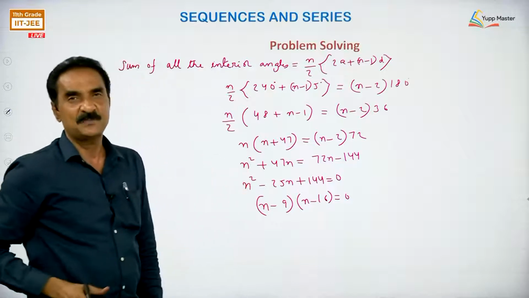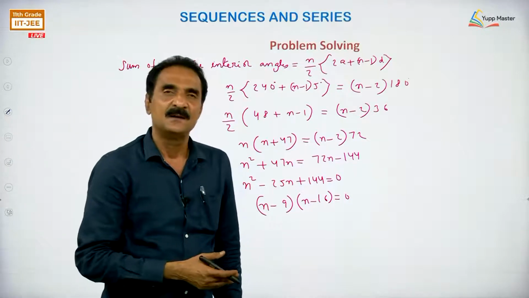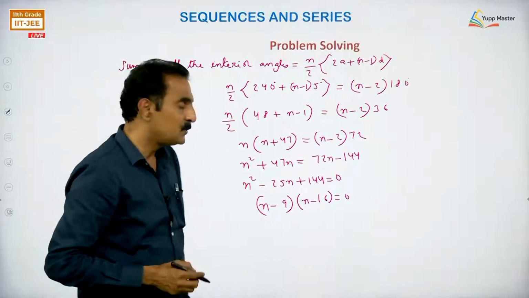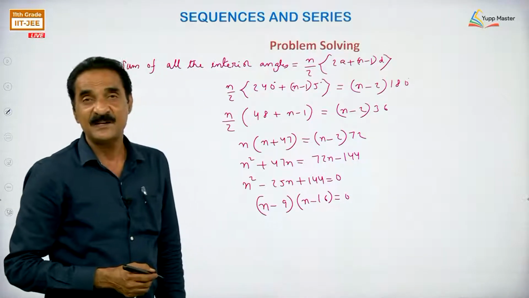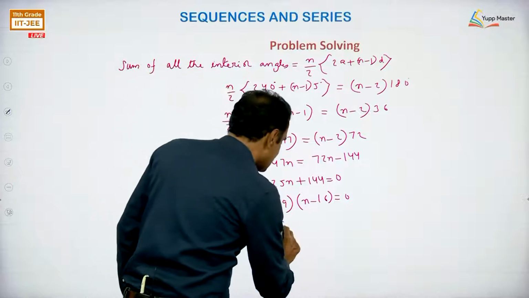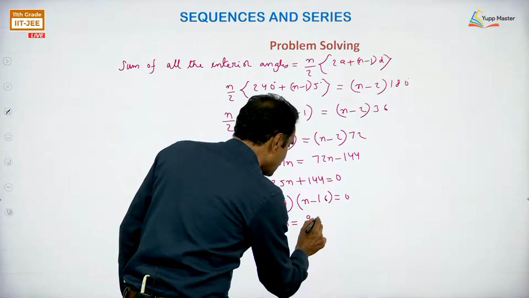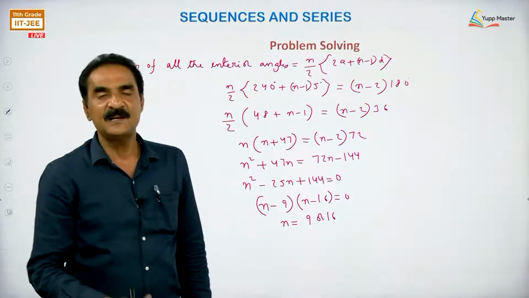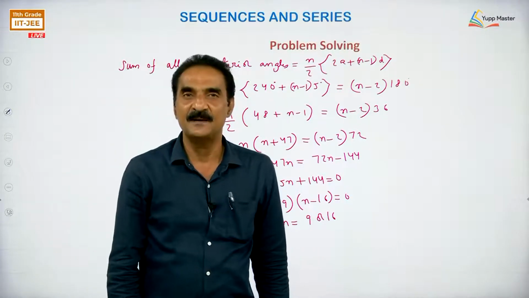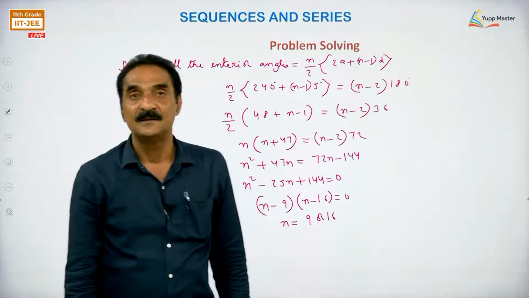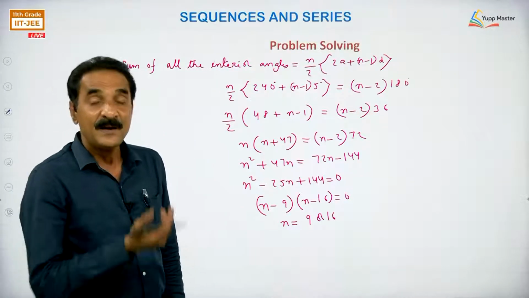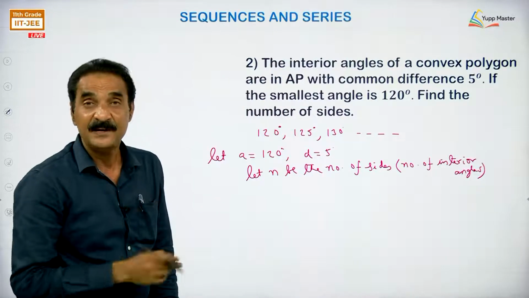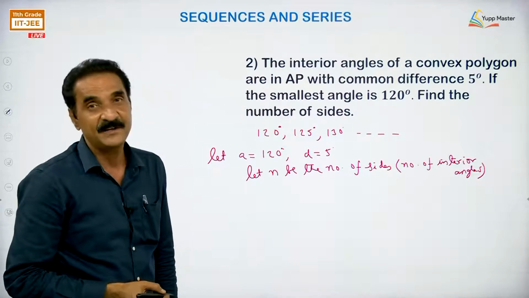I am not going to explain the method of factorizing, because all of you must be aware of the basic methods. Now, if n minus 9 into n minus 16 is 0, n is 9 or 16. And you will think that the solution is completed, but it is not. Why? Why is it given that the polygon is convex? Every interior angle should be less than 180 degrees.